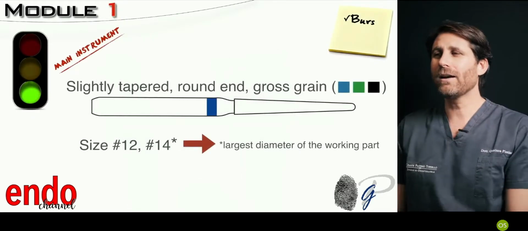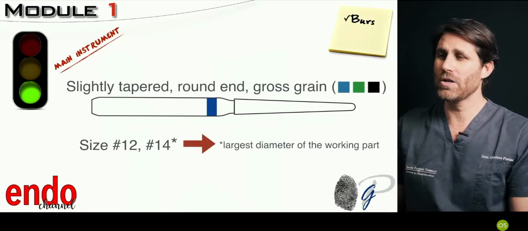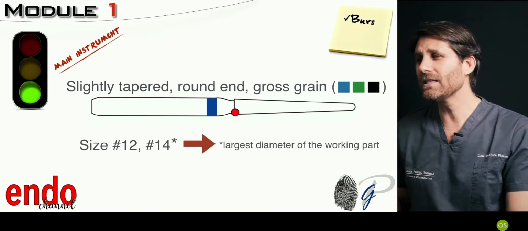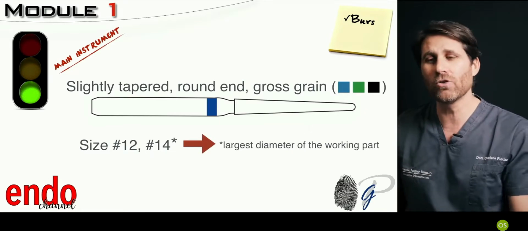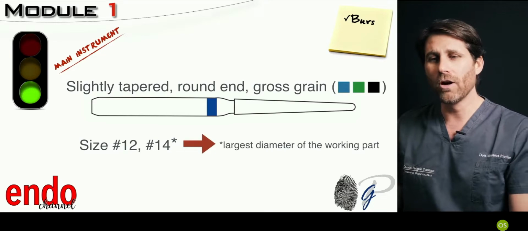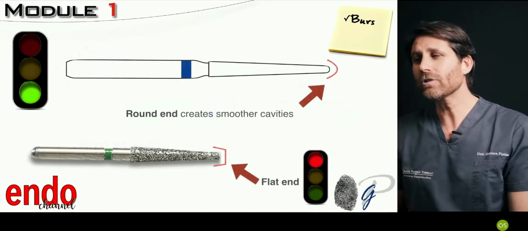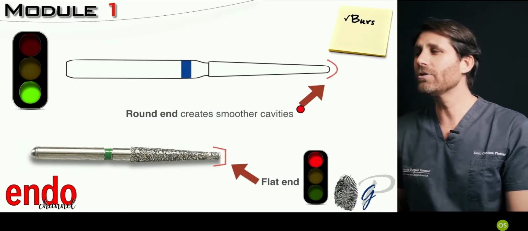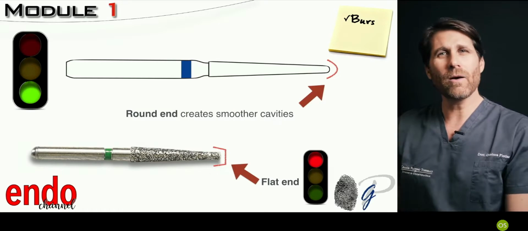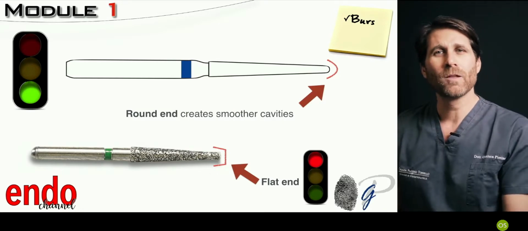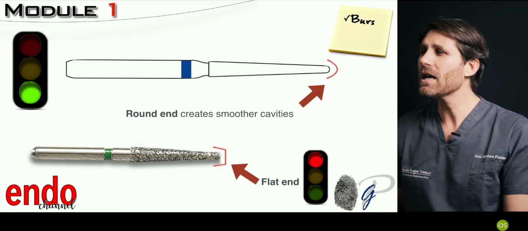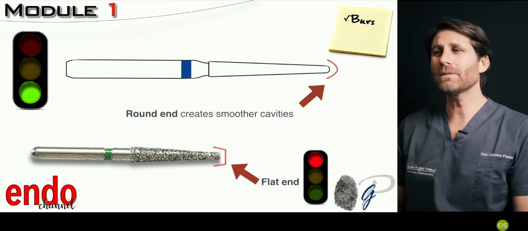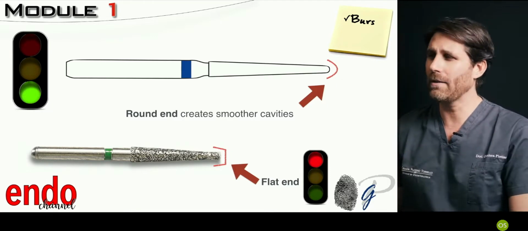The slightly tapered round-end burr is coarse grain, usually the blue grain, size 12 and 14 available. The largest diameter is in the working part, so usually the tip is even smaller, so it's very good also for smaller anatomies. I don't like flat-end burrs because the round end creates smoother cavities. Our habit is to use round burrs to open the access cavity. I don't like to use round burrs, but the rounded end of this burr is like a ball that helps us to create the same effect like a ball burr does.